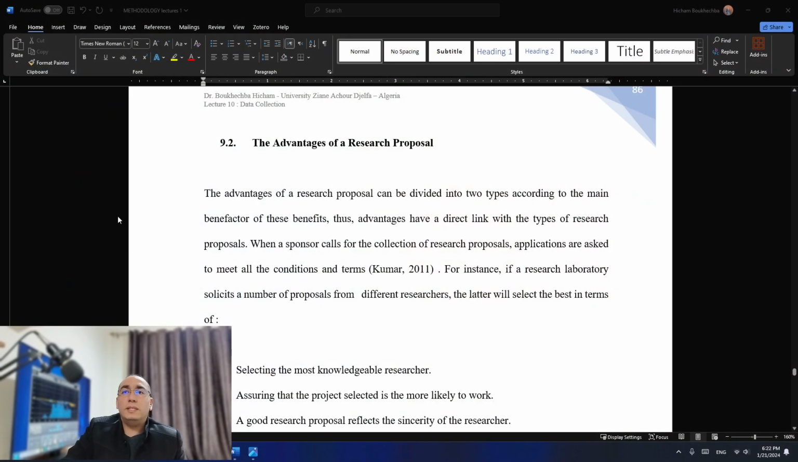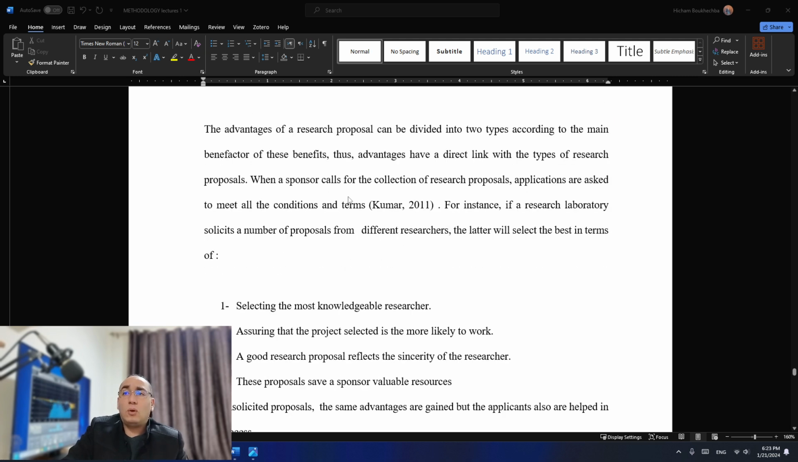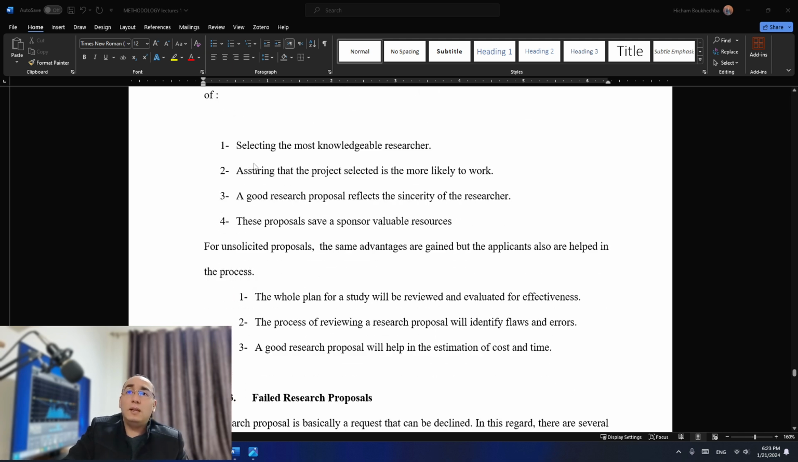Now, let's talk about the advantages of a research proposal. The advantages of a research proposal can be divided into 2 types according to the main beneficiary of these benefits. Thus, advantages have a direct link with the types of research proposal. When a sponsor calls for the collection of research proposal applications, applicants are asked to meet all the conditions and terms. For instance, if a research laboratory solicits a number of proposals from different researchers, the latter will select the best, in terms of what? Selecting the most knowledgeable researcher, that's one. Assuring that the project selected is more likely to work.